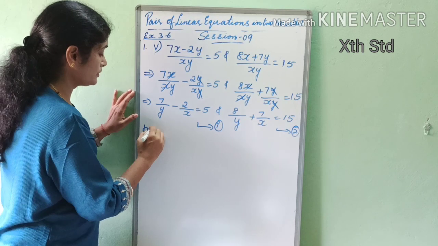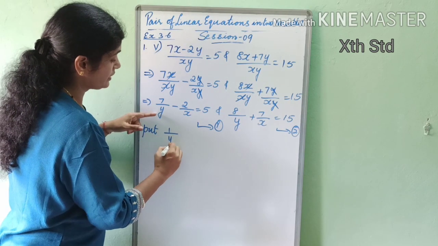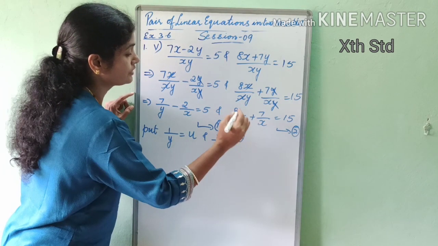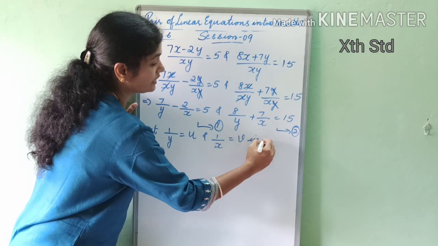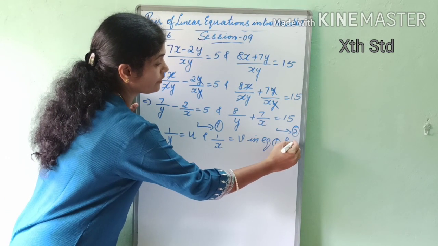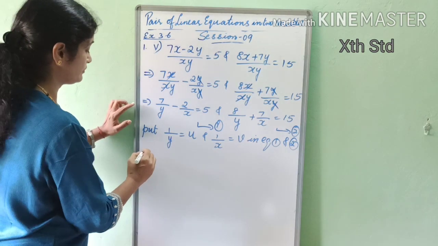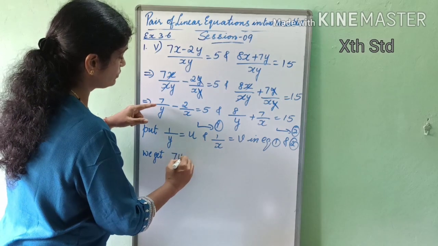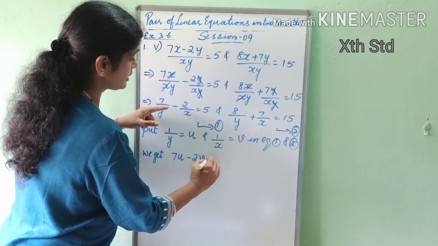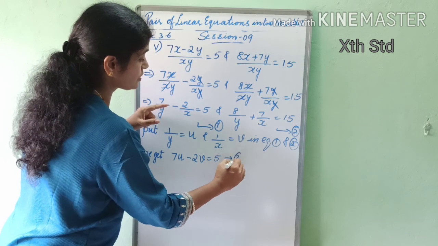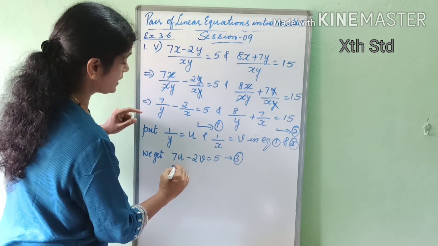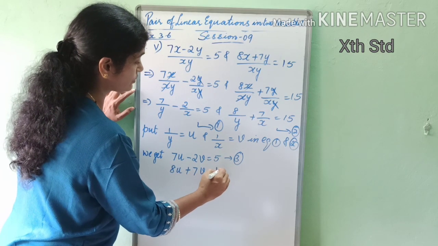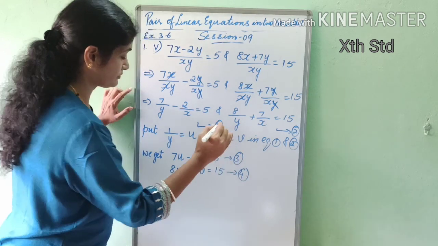Then put 1 by y is equal to u and 1 by x is equal to v in equation 1 and equation 2. Then we get 7u minus 2v is equal to 5, this is your equation 3. Then 8u plus 7v is equal to 15, your equation 4.